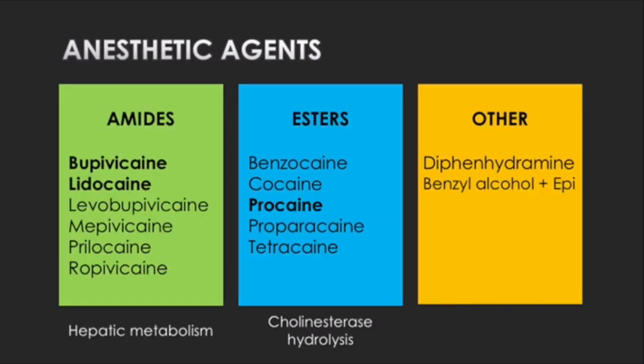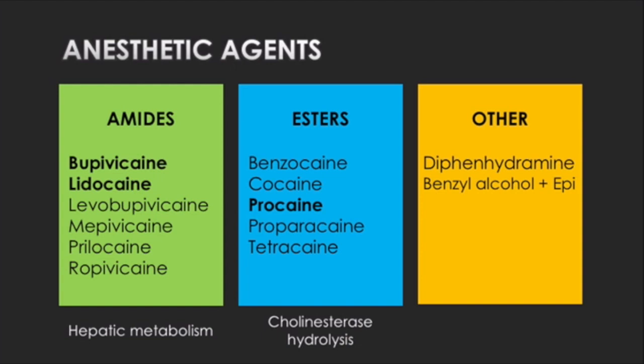Our main categories of agents fall into amides or esters, and both classes act to reversibly block sodium channels and inhibit the propagation of nerves. The main difference between the amides and the esters is how they're metabolized. The amides, including bupivacaine and lidocaine, are metabolized by the liver, so be careful when you give a large volume of anesthetic to your liver patients.